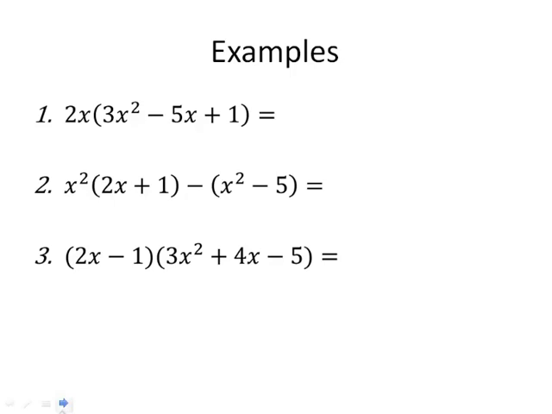Let's take a look at some examples of multiplying polynomials. First example, we need to distribute. So first times first term, first times second term, and then first times last term. 2x times 3x squared is going to give us 6x to the 3 because we're adding the exponents, we're multiplying the numbers. 2x times negative 5x will give you negative 10x squared.